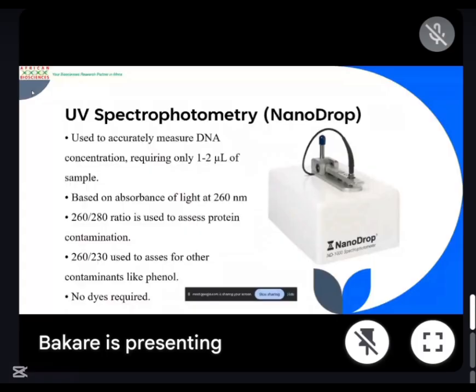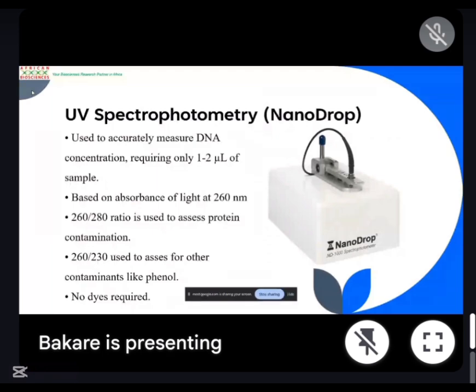You connect this nanodrop; the software must be on a desktop or a laptop. So immediately you put your DNA or your RNA on it, or even your protein, you just click measure on the laptop, and then it measures, and you see your result. There is a picture of how the results look like. When we get there, we are going to see. So it is used to accurately measure DNA concentration, requiring only 1 to 2 microliters of your sample. Like I said, the nanodrop is calibrated to take 2 microliters, some 1 microliter. So it ranges from 1 to 2.